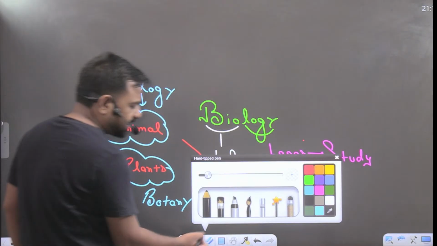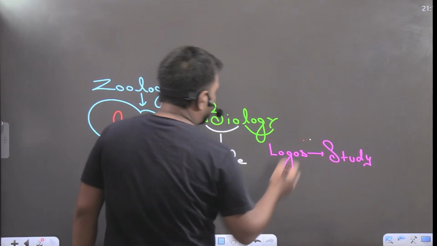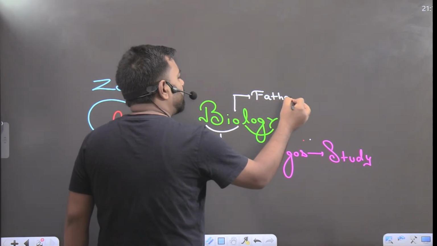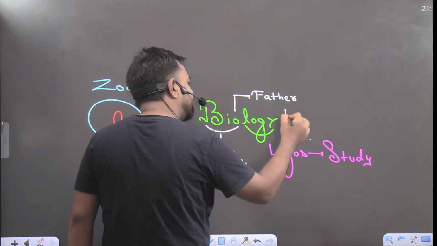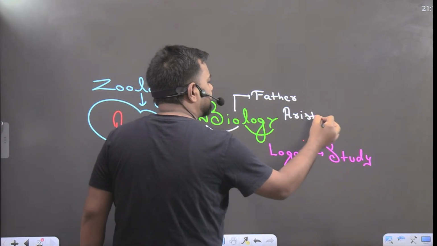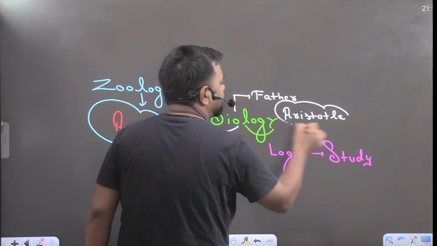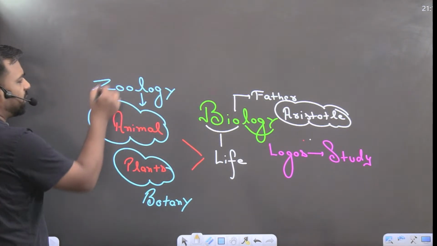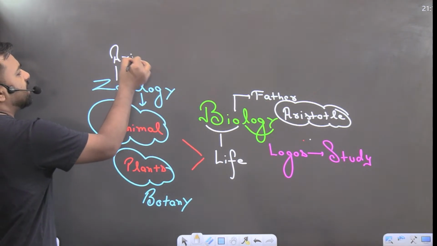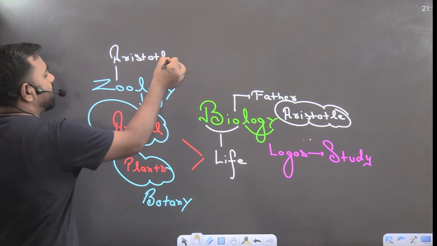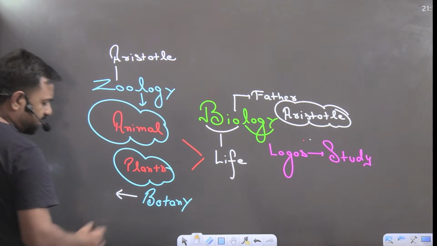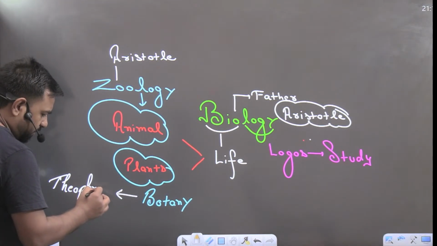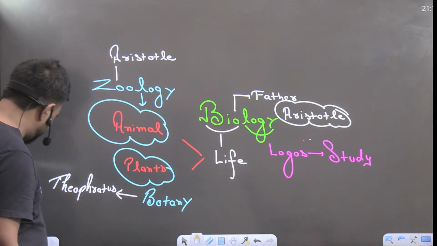One more thing and the last thing, then I'll continue with the cell topic. Guys, who is known as the father of biology? The father of biology is actually Aristotle. If I talk about the father of zoology, then again Aristotle is the answer. But if someone asks me about the father of botany, he is Theophrastus. Okay, so that was the basic section.